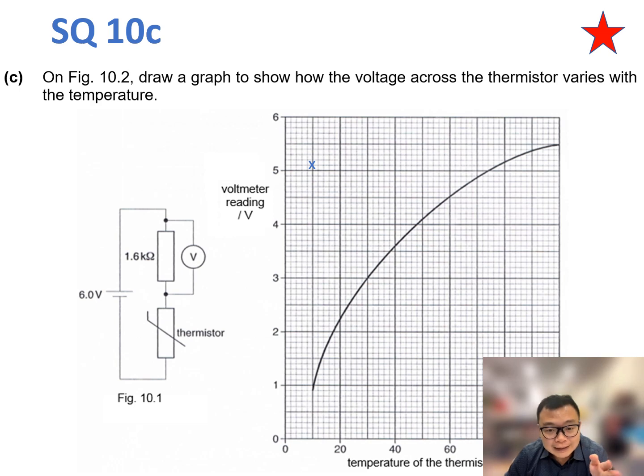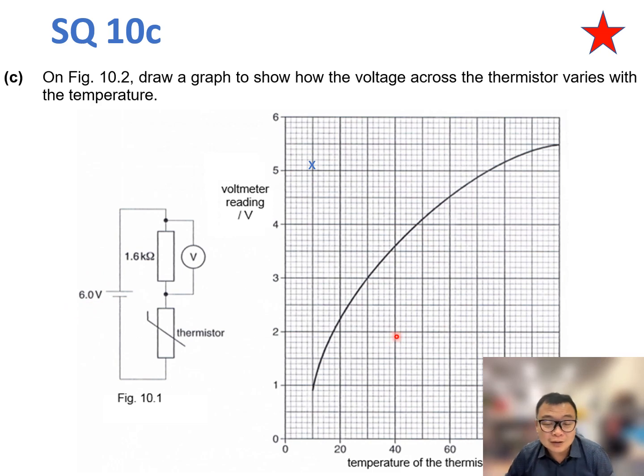I will first look at the first point. If you look at this coordinate over here, the voltage of the thermistor is 0.9 volts at this point. 0.9 volts plus 5.1 volts gets you a total of 6 volts. Alright, so this is how we can get the voltage of the thermistor. And the voltage of the thermistor plus the voltage of the resistor add together must give us 6.